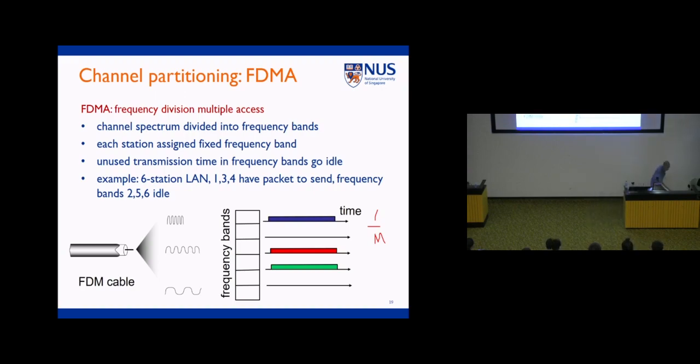If user 2, well, user 5 and user 6 is not here, but let's say if the 3 users are not active, we are wasting their resources. So again, this is good when the network is heavily loaded, but maybe not so good when the network is lightly loaded.